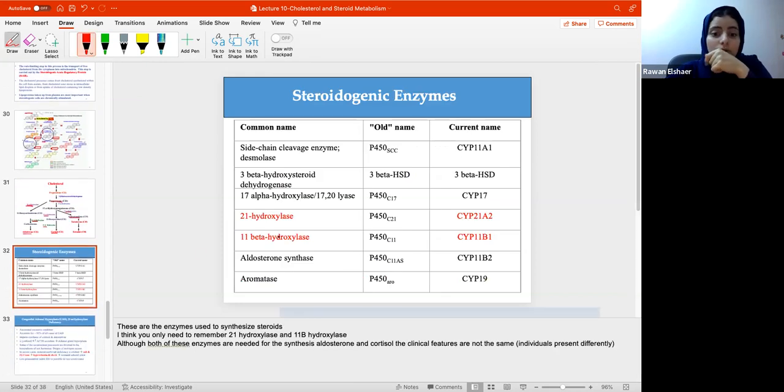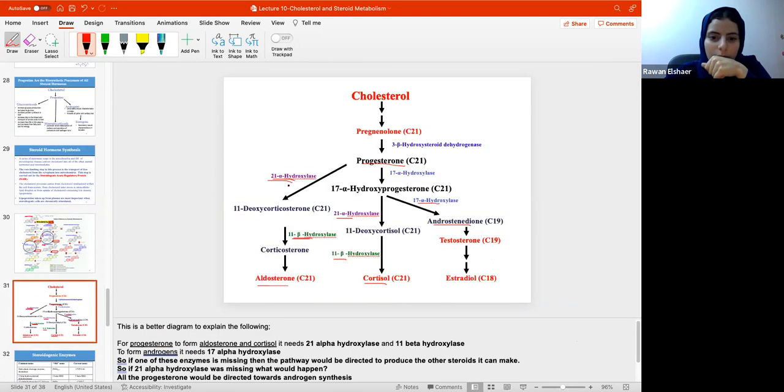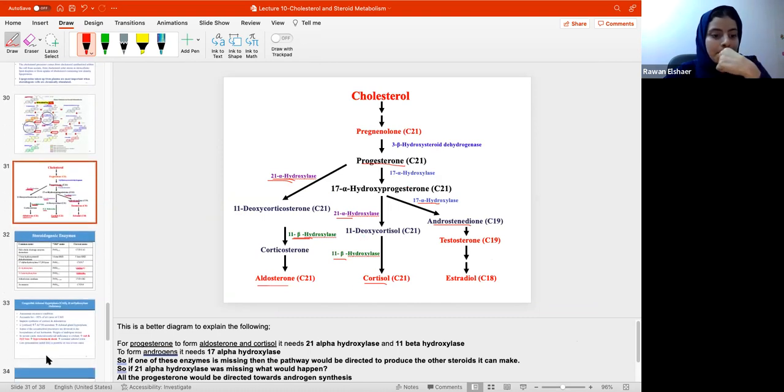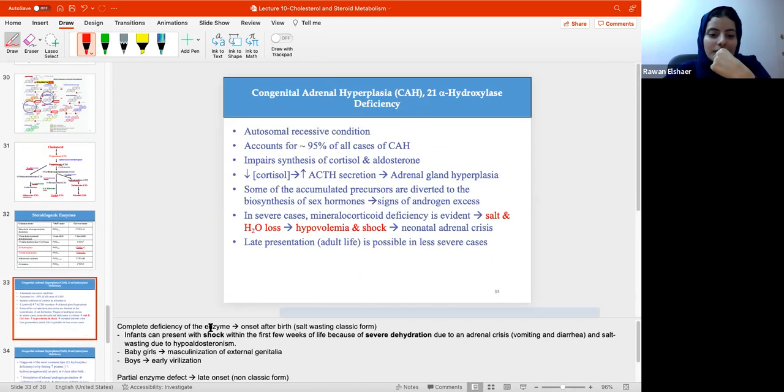So she wants you to know these two enzymes, 21 hydroxylase and 11 beta hydroxylase. This is the other name for it. I think she wants you to know that too. And as we said here, with 21 hydroxylase, you need it to make deoxycorticosterone to make corticosterone and aldosterone, and you need it to make 17 alpha hydroxyprogesterone to make the 11-deoxycortisol and then cortisol.